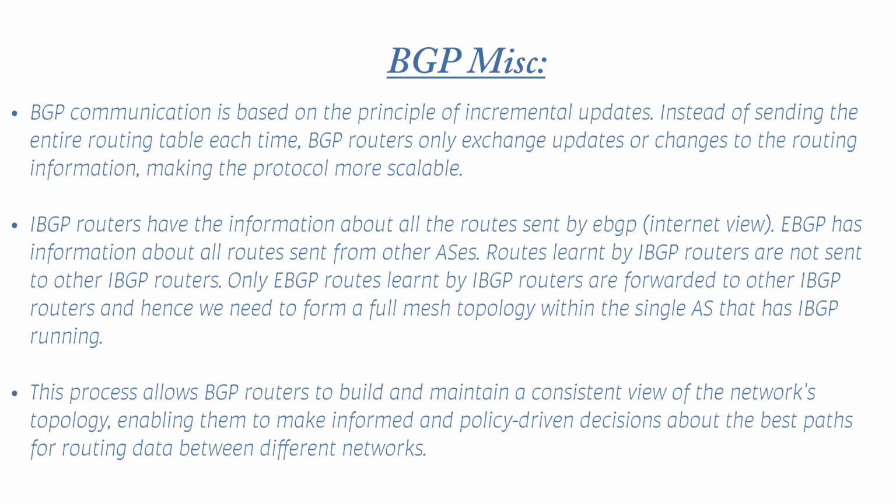So over here IBGP routers have the information about all the routes sent by the EBGP, and EBGP basically has all the information about all the routes on the internet, which it is learning from different autonomous systems. So routes learned by the IBGP routers are not sent to other IBGP routers. Remember that. Only EBGP routes learned by IBGP routers are forwarded to other IBGP routers.